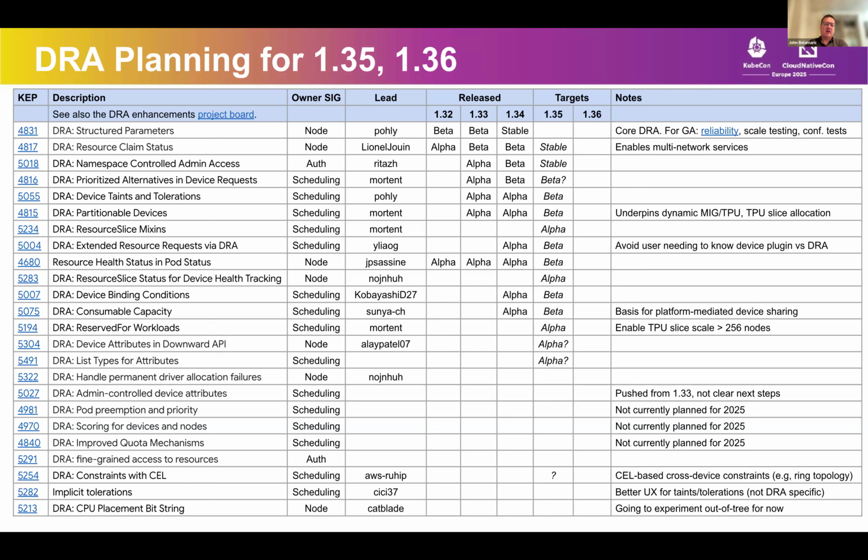And then admin access. So the plan is to bring that to stable as well. So prioritized alternatives, I have a question mark there. I don't know, Morten, what do you think? Do we stay in beta this release, right? I don't think there's a reason to go to stable yet. Yeah, I think so. There are other things that I think we should prioritize over getting this to stable.